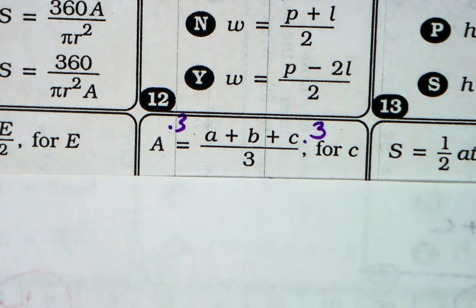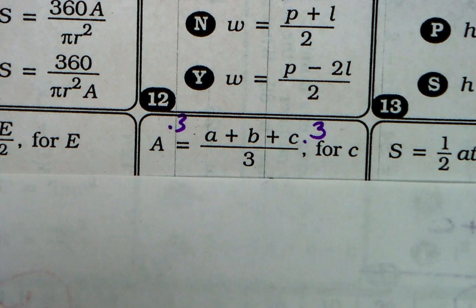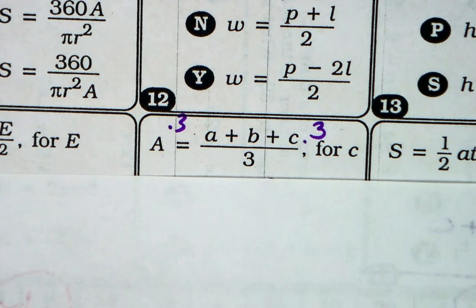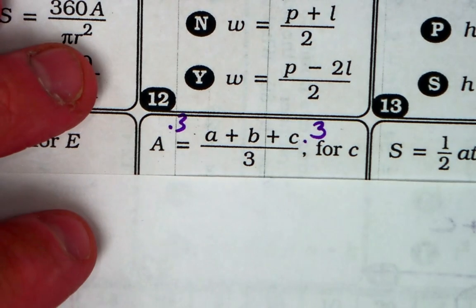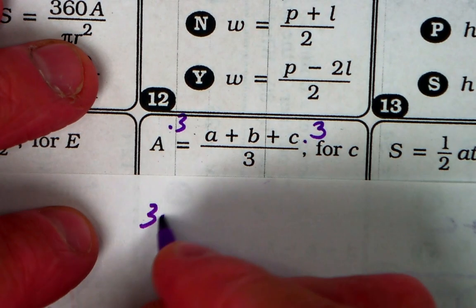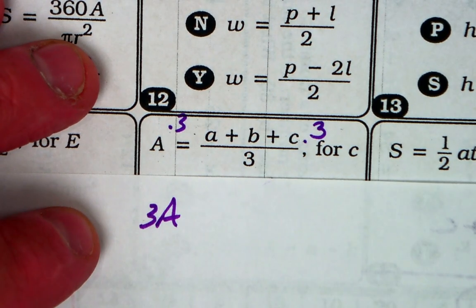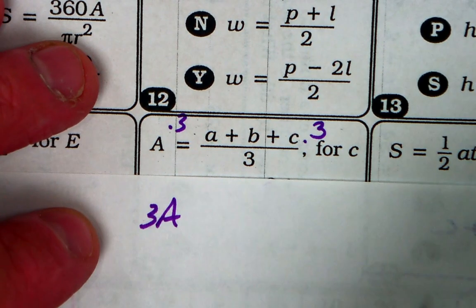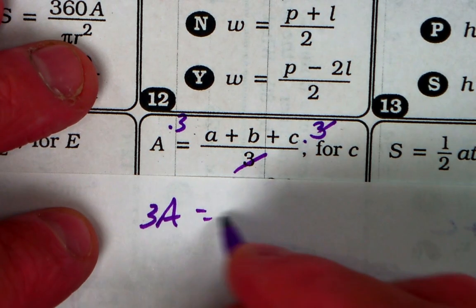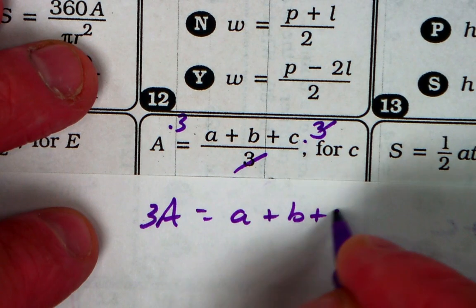Again, it's kind of like an onion. I'm going to peel the outermost layer, and then I'm going to peel the next layer, and then the next layer, and then the next layer. So on the left side, I just get 3a. Now what happens to my 3 on the other side? It cancels. So there's nothing left to distribute. Just a plus b plus c.